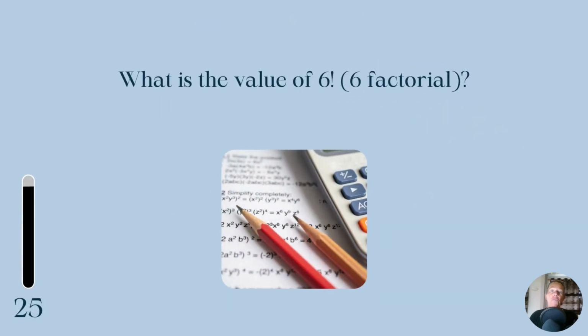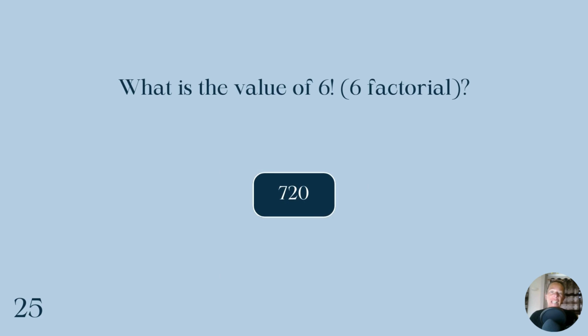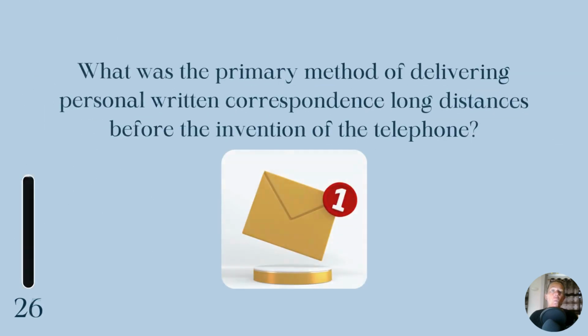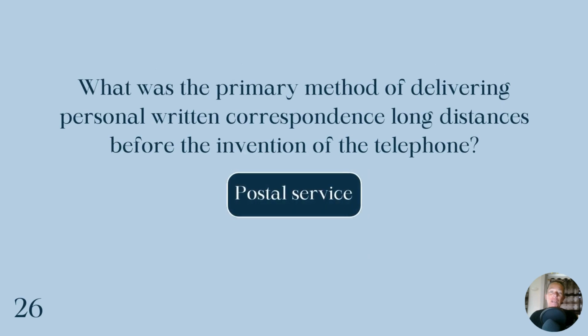What is the value of 6 factorial? 720. What was the primary method of delivering personal written correspondence long distances before the invention of telephones? The postal service. Do you still like your snail mail?